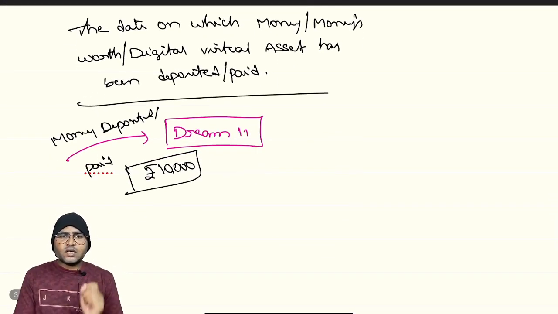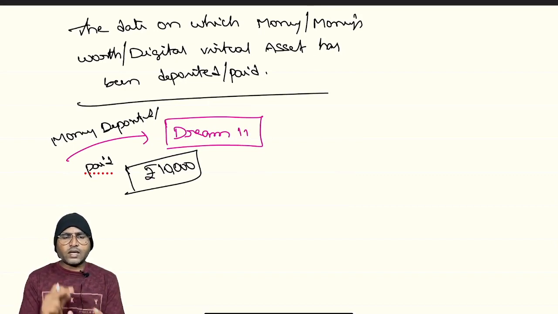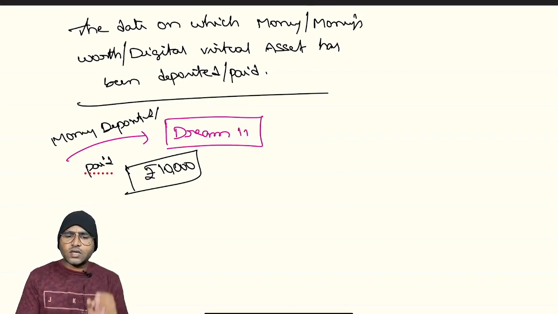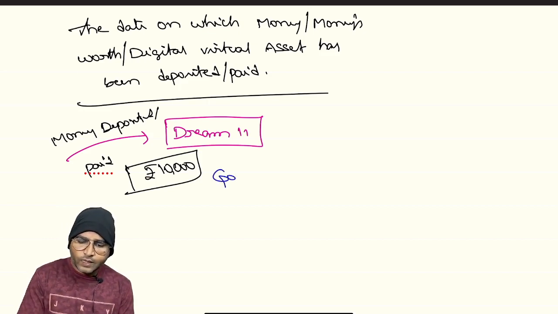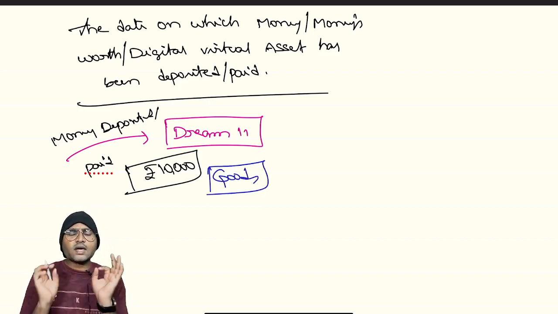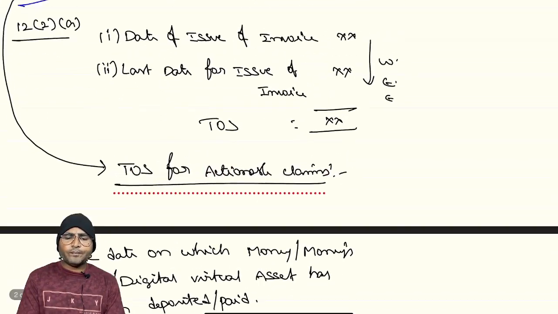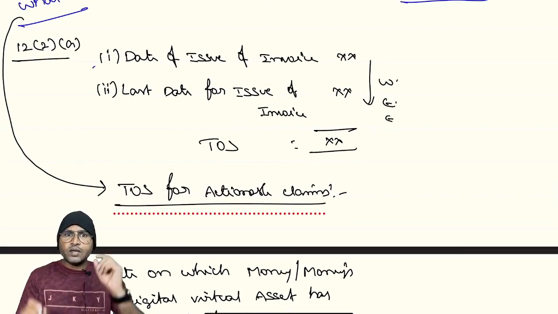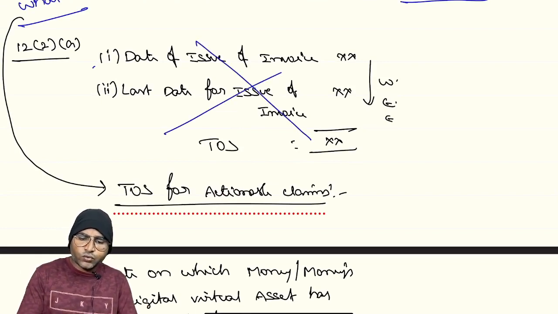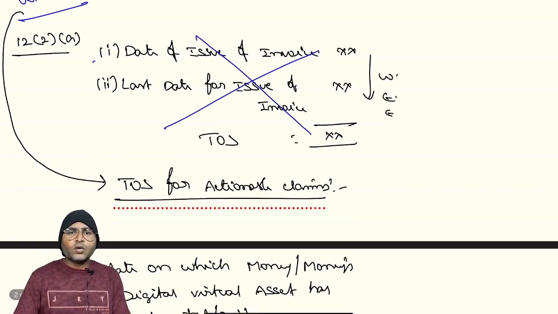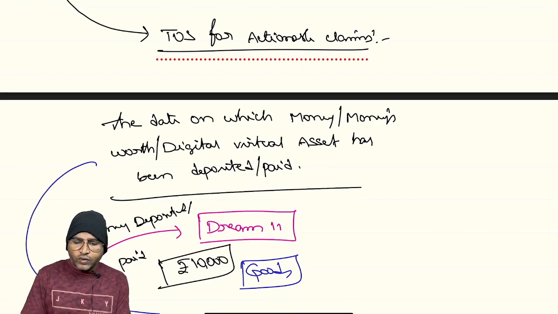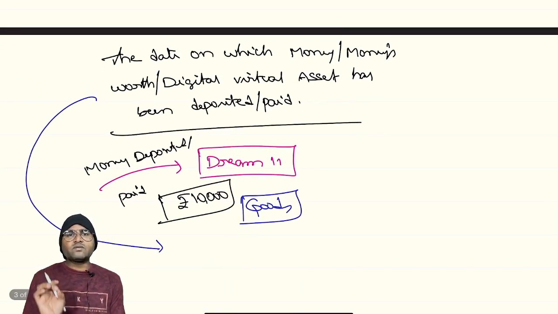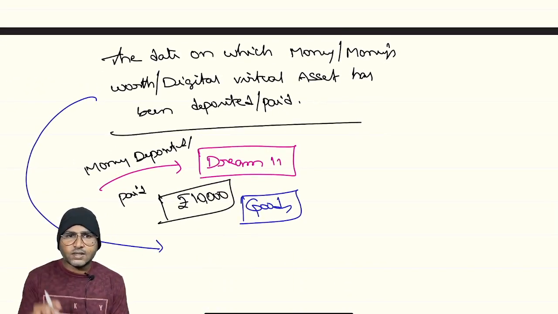Actually, money deposited for any betting, gambling, lottery, casinos, horse racing, all these things will be treated as actionable claims. Those are goods, not services. Those are goods. When you are considering these as goods, what is the time of supply? Actually, you have to refer to the date of issue of the invoice, the last date for issue of the invoice. Is it? But for these things, you should not refer to this provision. You have to refer to the date on which money or money's worth or virtual asset has been deposited.